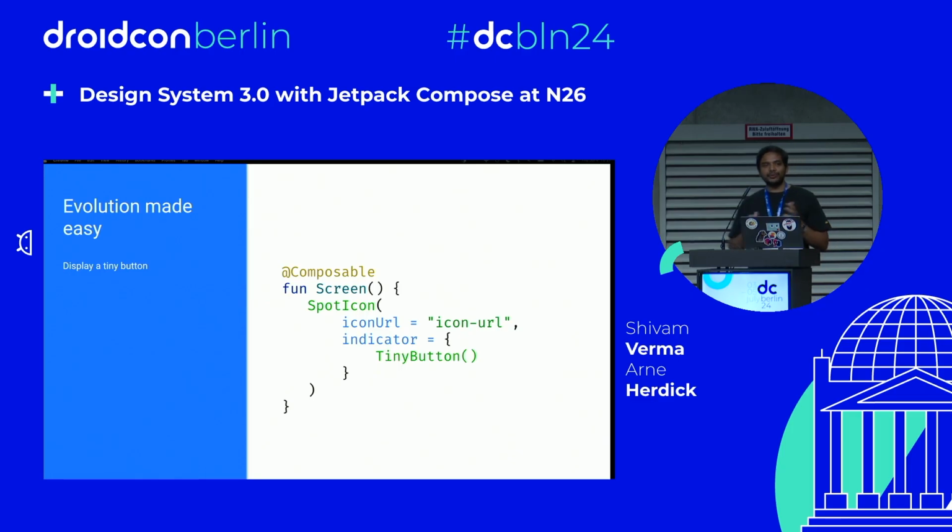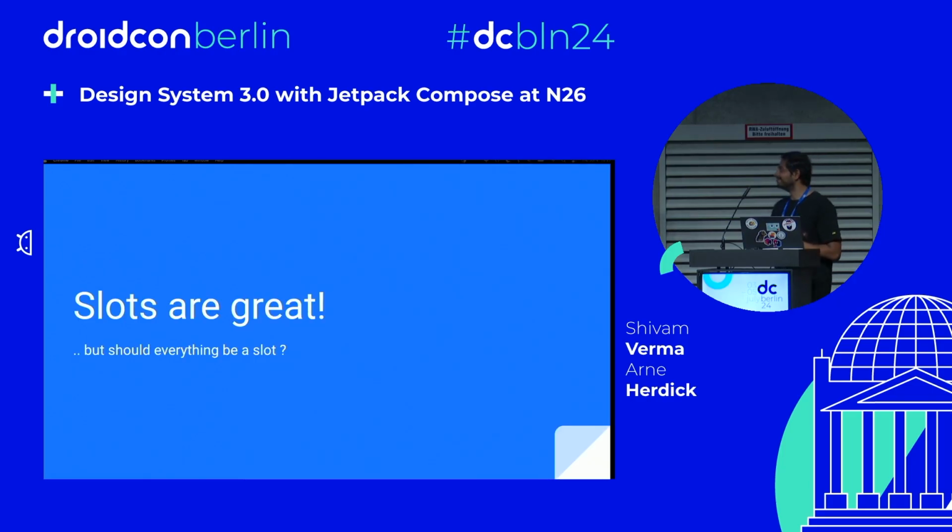Now let's think of evolution real quick. In the future, you don't know how this is going to evolve. Some designer builds up something that's called a tiny button, and they want to use this tiny button as an indicator. And now with the slots approach, you can just put this tiny button as an indicator without having to deal with all the problems that we previously talked about. Now I hand over to Arne.